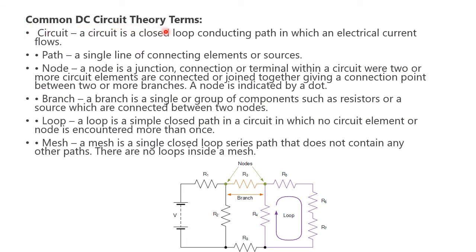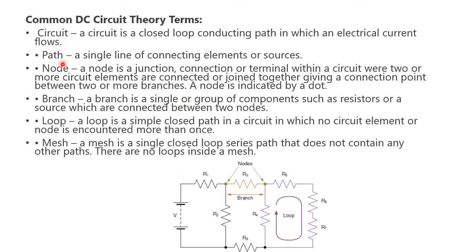Common DC circuit theory terms. So here are some terms which we are normally using in DC circuit theory. The first one is circuit. A circuit is a closed loop conducting path in which an electrical current flows. So wherever the electrical current flows, we can consider that path as the circuit. But it should be a closed loop path. If it is an open circuit, then we cannot consider it as a circuit.